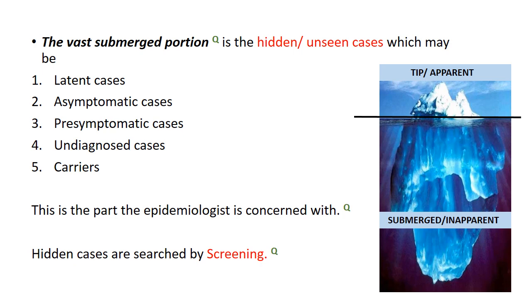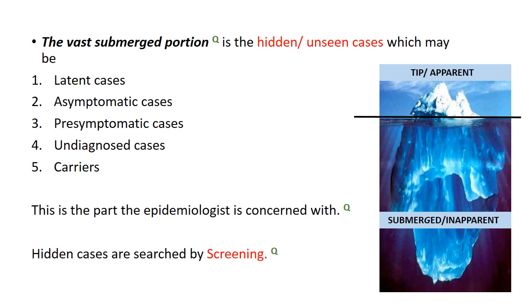Similarly, in a community, it is important that we know about the submerged portion of a disease. Now, what does the submerged portion of a disease constitute of? It constitutes of the inapparent cases. The inapparent cases may be latent, asymptomatic, presymptomatic, or undiagnosed cases, or even they may be carriers. Now, this portion will constitute the major reservoir of any disease, and that is why it is important for the community to know it very well.